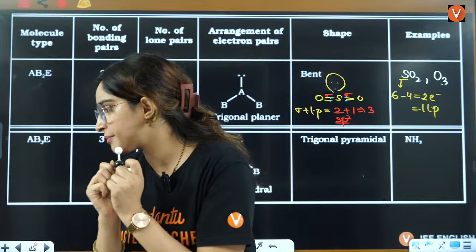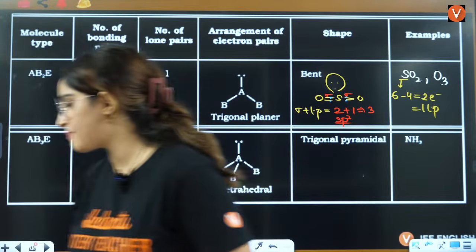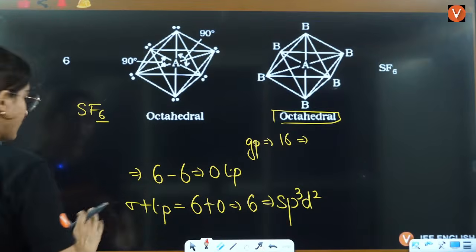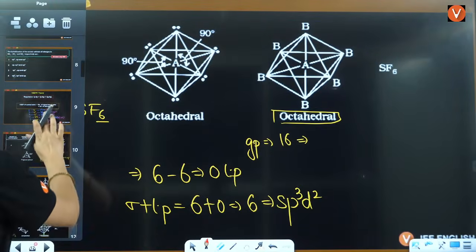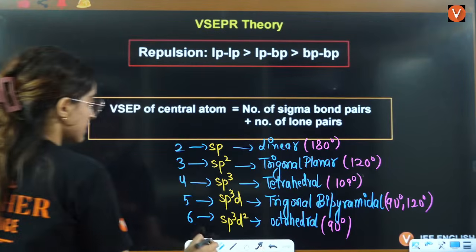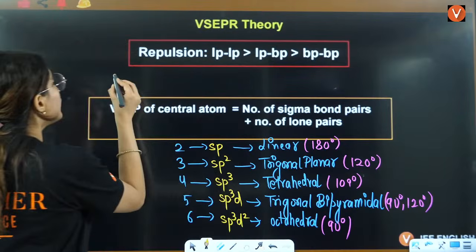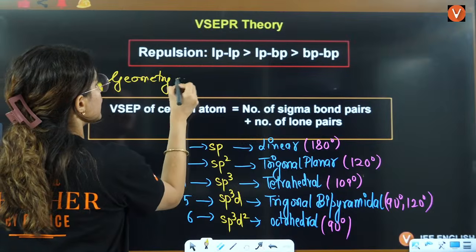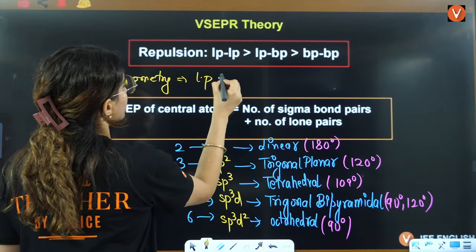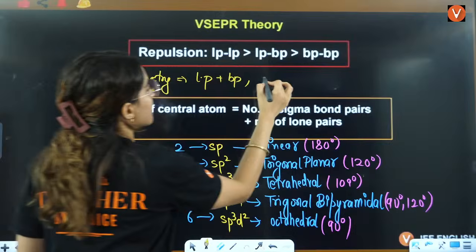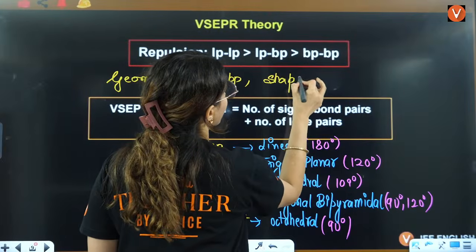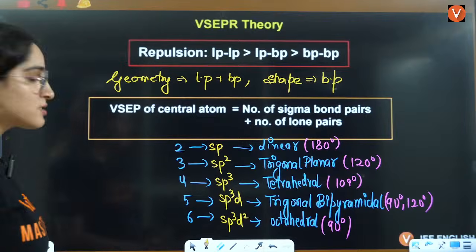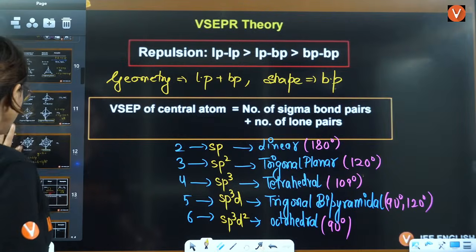Now always remember, one thing to remember guys, where should I write it? I should write it here, right? Always remember guys, when you are calculating geometry, you are counting lone pair also and bond pair also. But when you are calculating shape, you only see the bond pair. In shape, you don't consider the lone pair, okay?